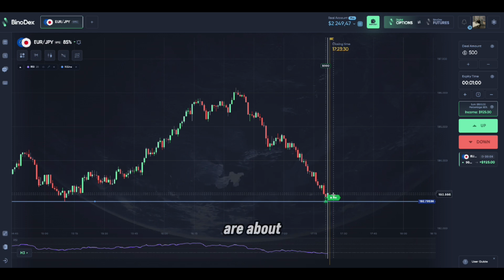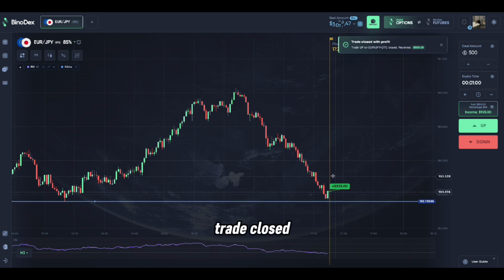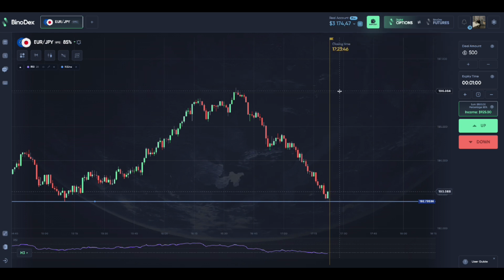So there are about 5 seconds left until the second trade closes, and now this trade is about to close. So the trade closed in profit and the balance is now $3,174. Excellent. Alright, let's take a moment to find another suitable currency pair so we can successfully open our next trade.